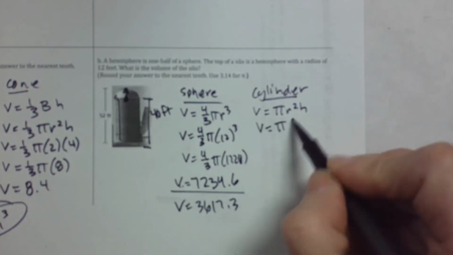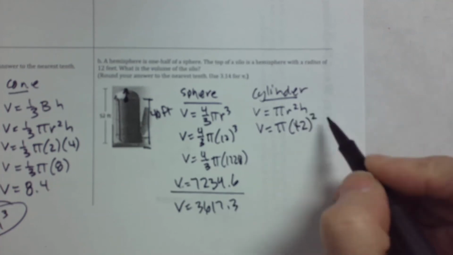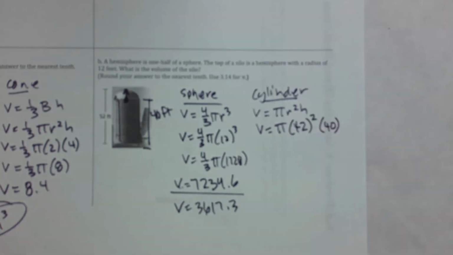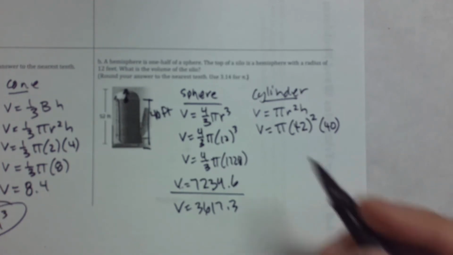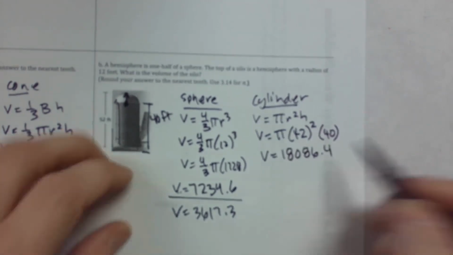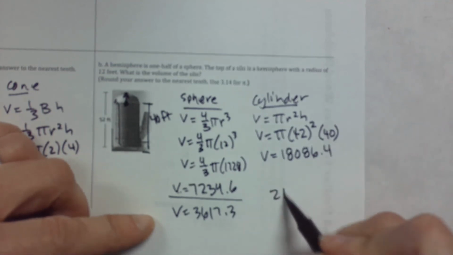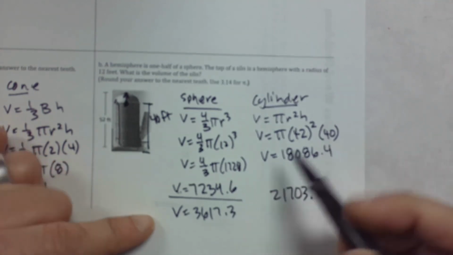So volume equals pi. Oh, my radius is still 12. Nice try, Ms. Mac. 12 squared, and then h is going to be 40. So I'm going to grab my calculator. I'm going to do 12 squared, 144. I'm going to multiply that by 40, 5760, and I'm going to multiply that by 3.14. So I'm coming up with 18086.4. So when I add these together, 3617.3 plus 18086.4, I've got 21703.7.